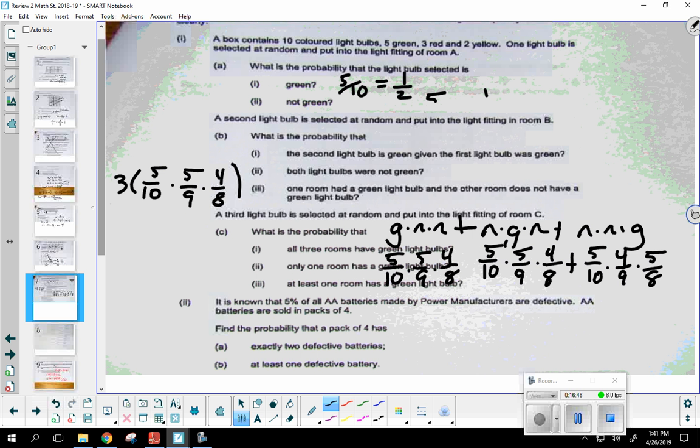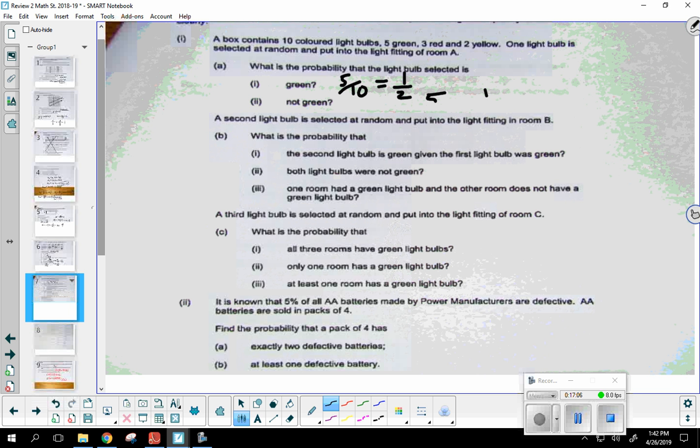And then we got this last one right here. C, what's the probability that at least one room has a green light bulb? Okay. So this one I tried to get as clever as I could on it. The problem here is the fact that it says at least. So 1 green bulb would be okay, 2 green bulbs, 3 bulbs. So basically, the only one we're not interested in is all non. So what I did was I found the probability of 1 minus no G bulbs.